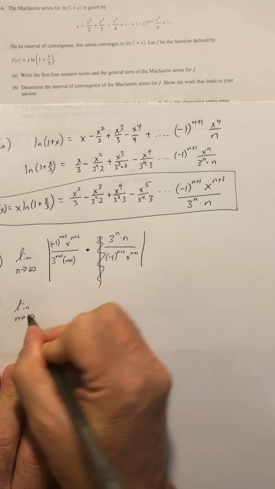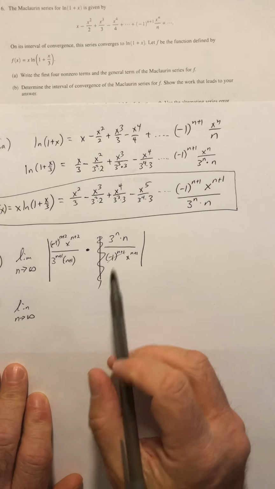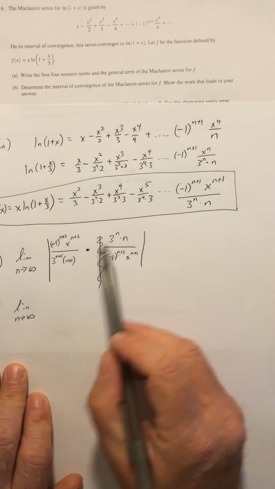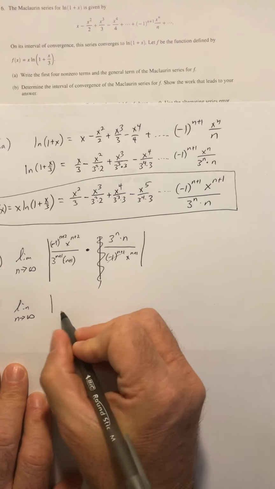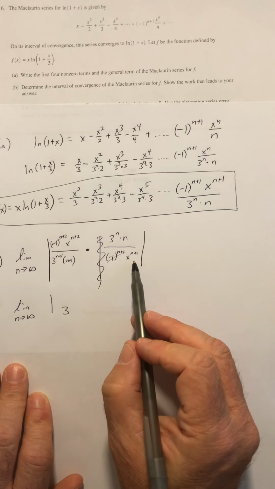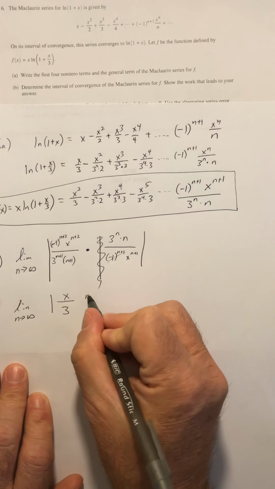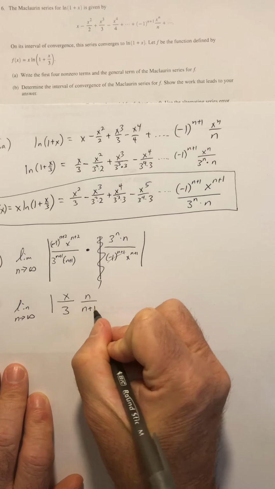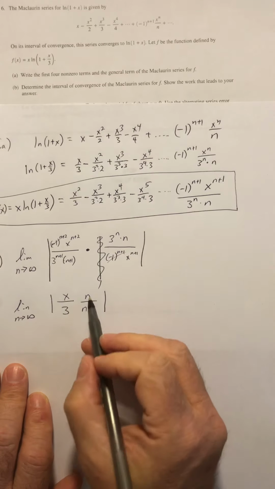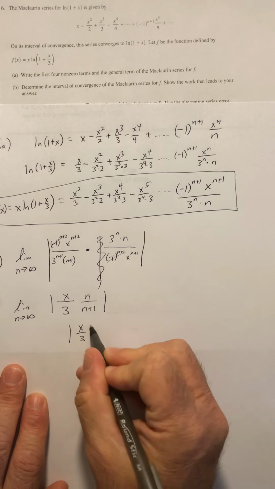Since they have absolute value there, I can kind of ignore the alternating negative 1. That doesn't matter. I also have 3 to the n over 3 to the n plus 1, which is just going to be a 3 in the bottom. x to the n plus 2 over x to the n plus 1 is just going to be x. And I have an n over n plus 1. And so when I take the limit here, this limit goes to 1, and my answer ends up being |x| over 3.